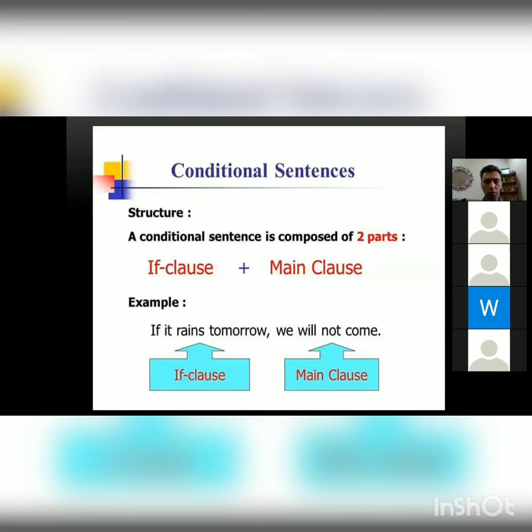If you look at any one of them, they can be two different sentences, but we have connected them, we have joined them together by using if. That is why we can say this is if clause and this is main clause. If it rains tomorrow, this is the condition. So what will happen if it rains tomorrow? We will not come. We will make a comparison between this kind of conditional statement and the previous one, which was open conditional statement or zero conditional statement.